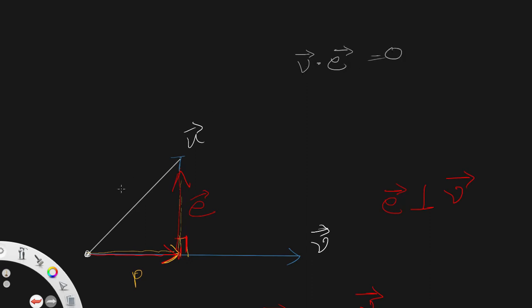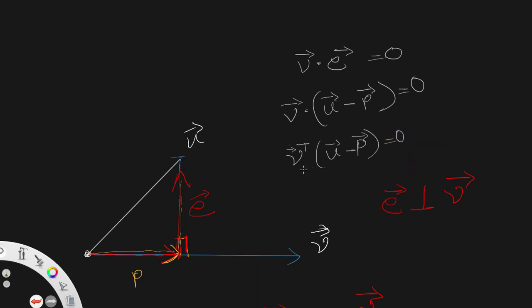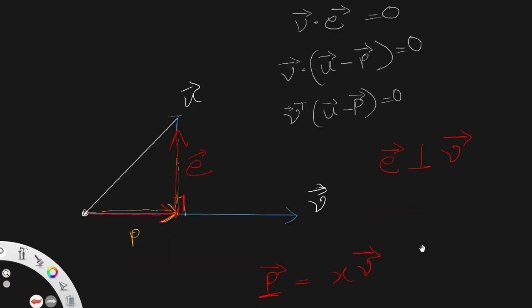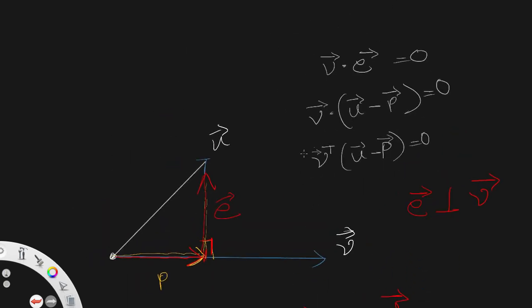Now, what is E? E is basically U minus P, right? So V dot U minus P is equal to 0. So this is the dot product. So we can write V T U minus P is equal to 0 from the definition of dot products in this vector space. And then U minus P. What is P? From this we know P is xv, right?